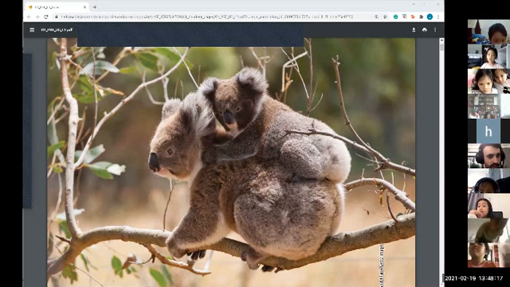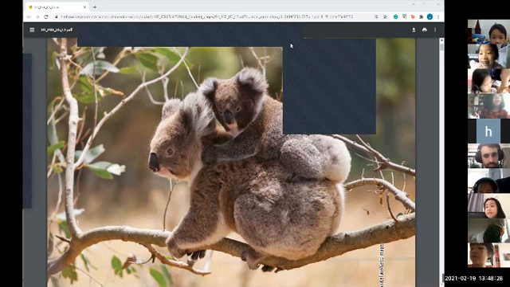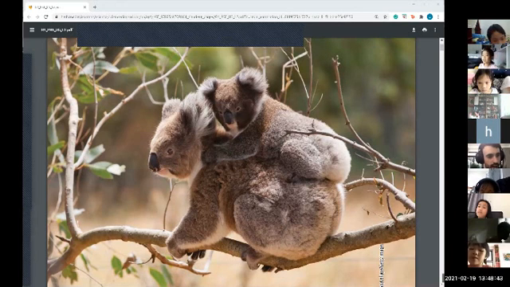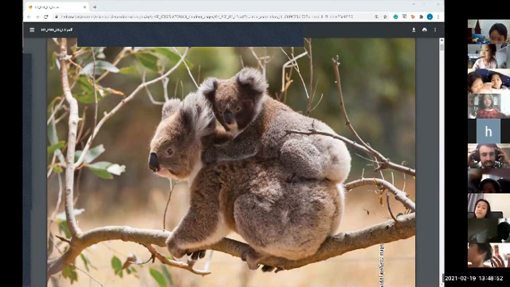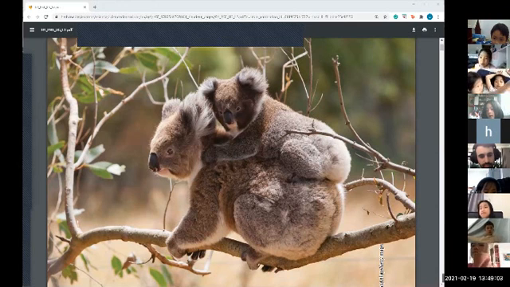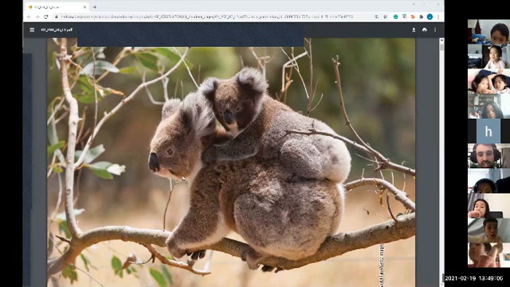Let's have a few more people. Okay, Bao Ha, what else? They have the same ears. And let's have Fong Vi. What is something that is different? The baby koala is smaller than the mom koala. Very good. One is smaller than the other, and you said the baby is smaller.